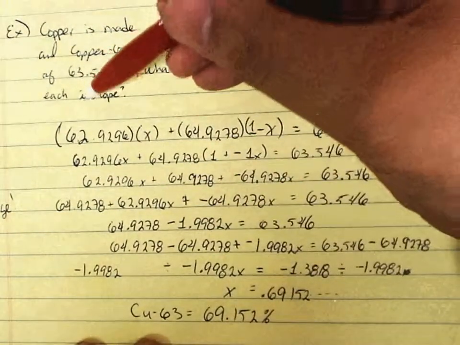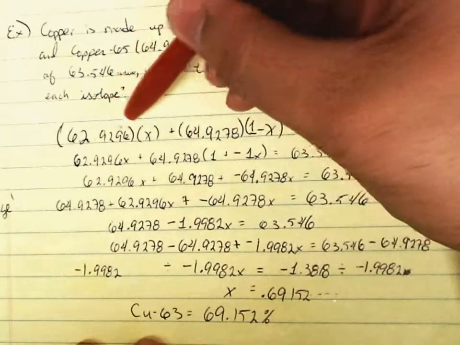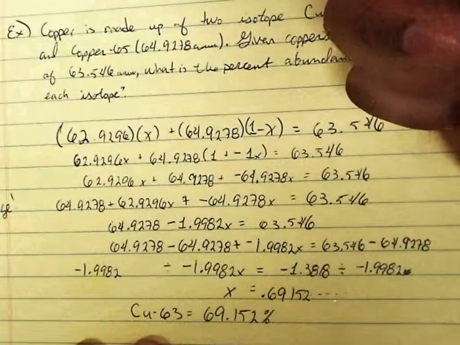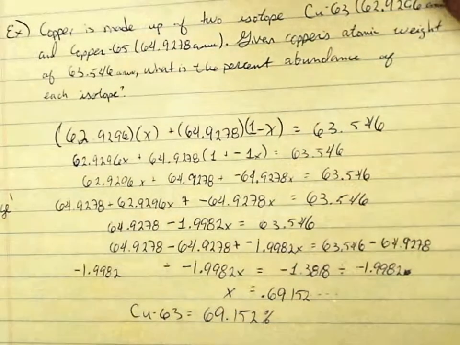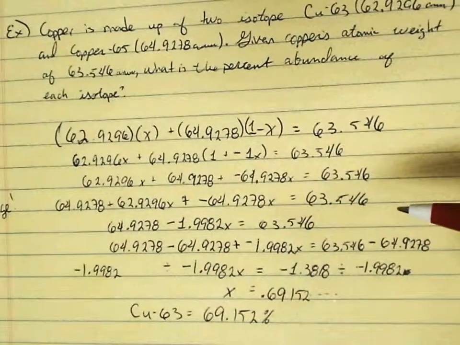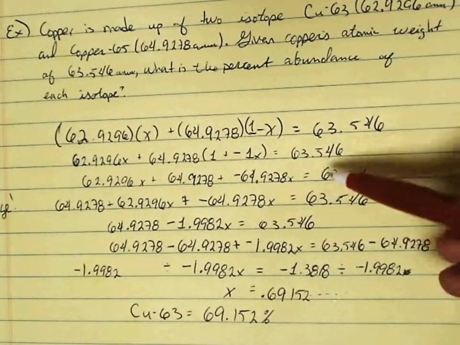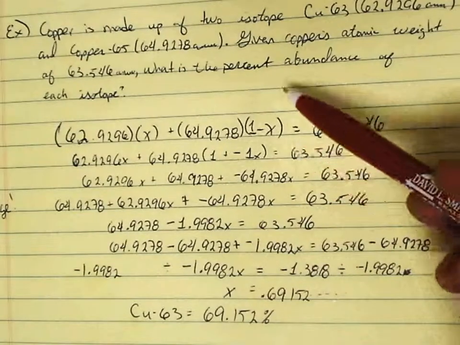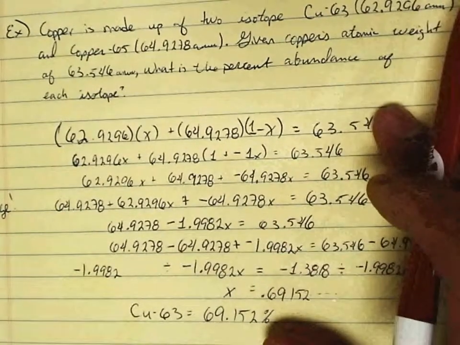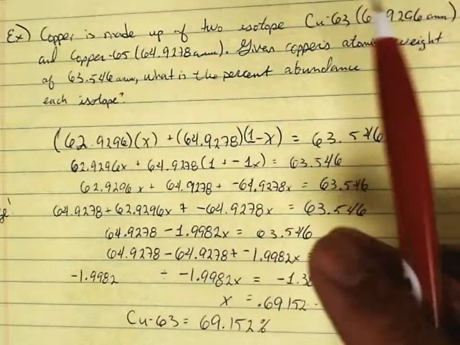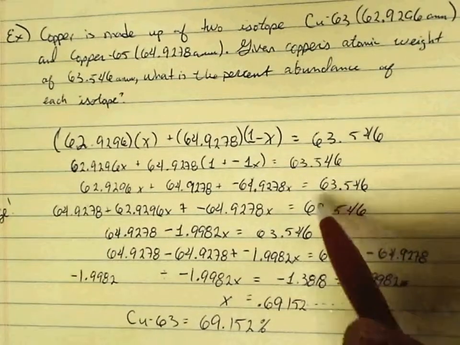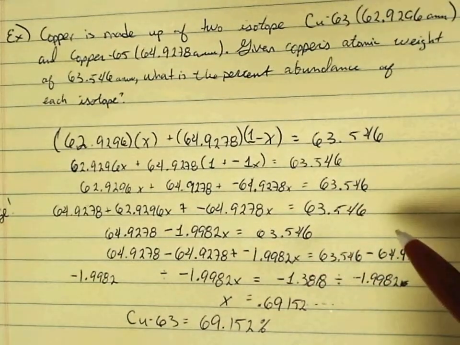How do I know? Because my copper 63 is the one that was given the x. And that's how you do this. We most likely will not have one of these questions, but in case you were wondering how to do this, there it is. In case you were wondering how we could actually figure out the mass of this.